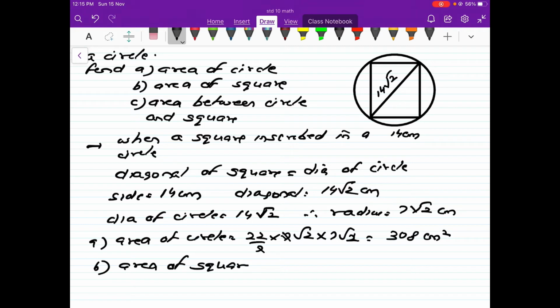Next is the area of the square. The area of the square is 14 square, which means it is 196 centimeter square. So now the difference in area between the circle and the square.